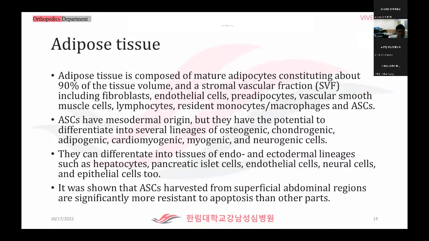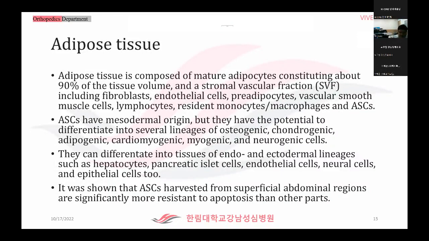So the adipose stem cells have a mesodermal origin, but they have the potential to differentiate into several lineages, especially osteogenic, chondrogenic, adipogenic, cardiomyogenic, myogenic, and neurogenic cells. However, their differentiation requires certain kinds of stimulants, which we will see in the next couple of slides. They can also be differentiated into tissues of the endodermal as well as ectodermal lineage, such as hepatocytes, pancreatic islet cells, endothelial cells, neural cells, and epithelial cells too.